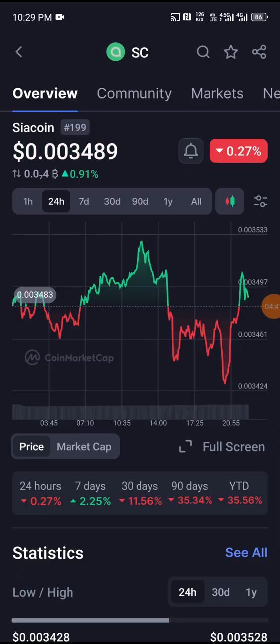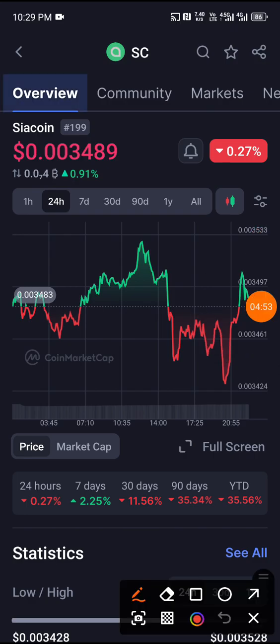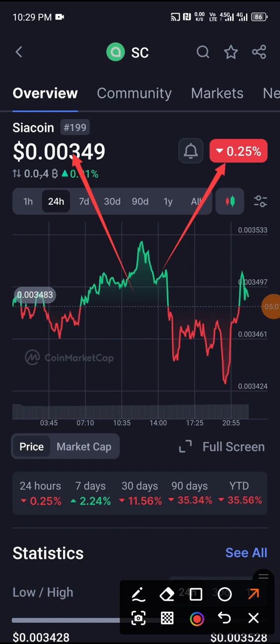So this is what this SC is about. SC is known as Siacoin, and it's currently trading at 0.003489. Okay, you can see this. This is the price in the market. It's currently down 0.25%. It has been fluctuating, going up and down.